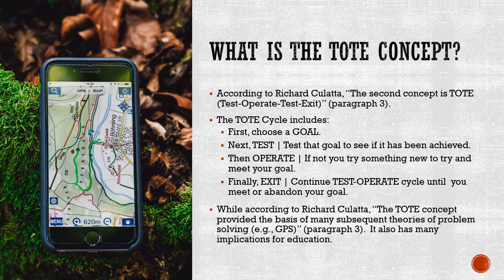What is the TOTE concept? According to Richard Culotta, the second concept is TOTE: test, operate, test, exit. The TOTE cycle includes: first, choose a goal. Next, test. Test that goal to see if it has been achieved. Then, operate. If not, you try something new and meet your goal. Finally, exit. Continue the test-operate cycle until you meet or abandon your goal.